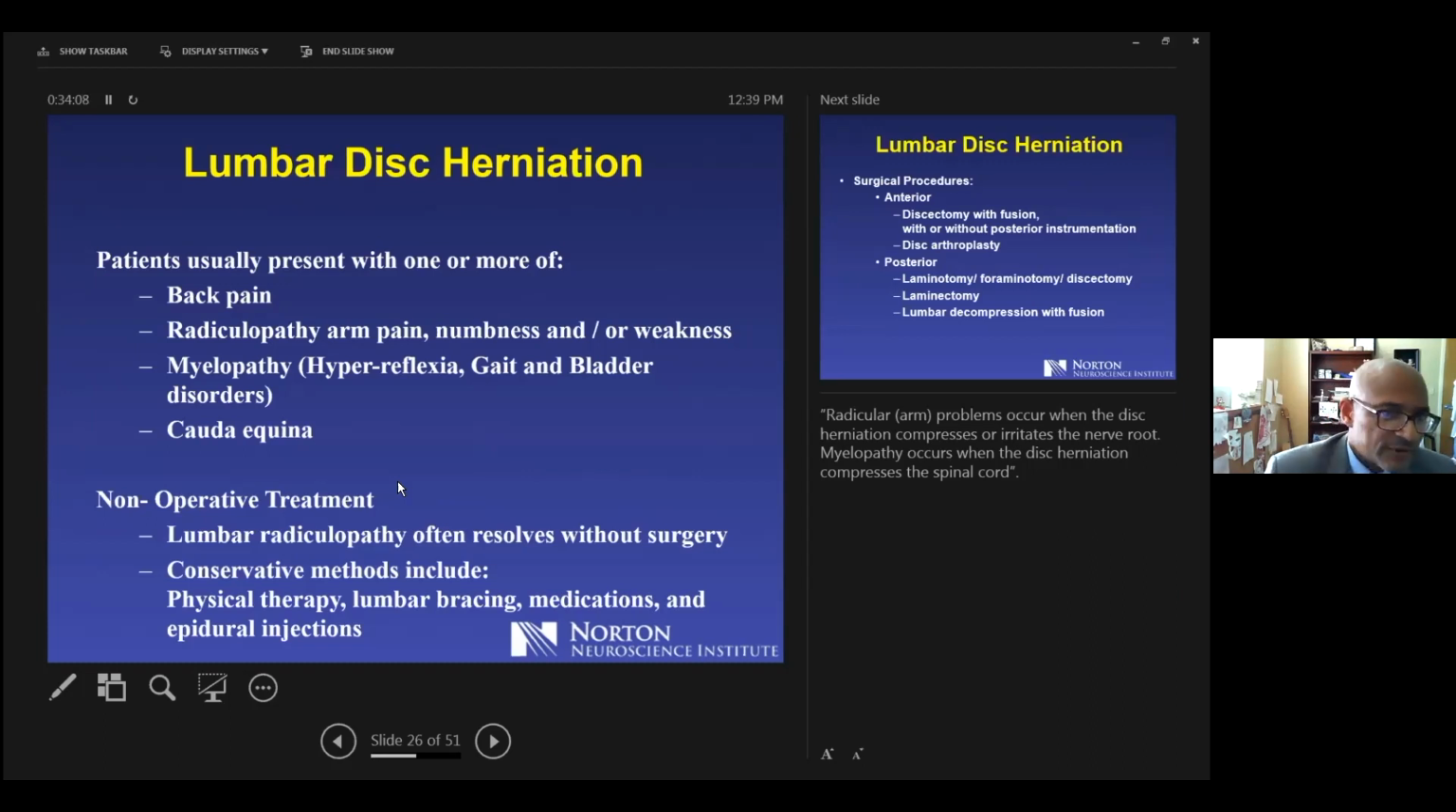When we look at non-operative treatment of disc herniations, typically the lumbar radiculopathy will usually resolve without surgery. So most patients that have back pain, leg pain, given enough time, they'll resolve. About 90% of people with disc herniations don't require surgeries. They can do physical therapy. They can do bracing for this. Medications. Typically, I start off with things like a steroid pack, an anti-inflammatory, muscle relaxers.